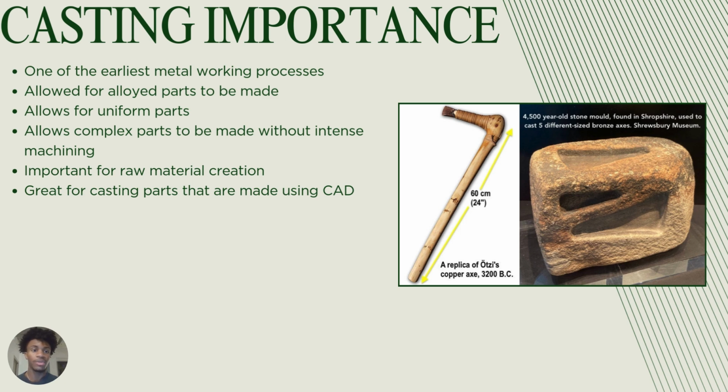Casting importance. It's one of the earliest metalworking processes. It allows for alloyed parts to be easily made. It allows for very uniform and consistent parts. It allows complex parts to be made without intense machining. It's important for raw material creation and is great for casting parts that are made using CAD.